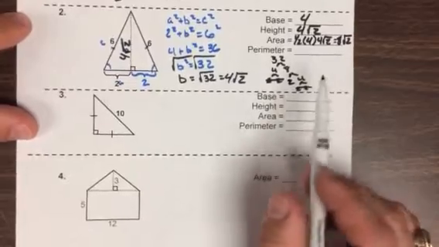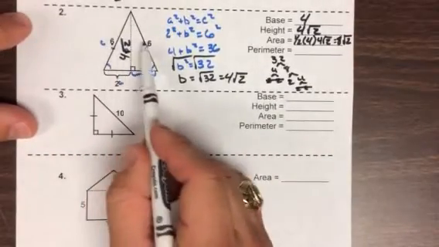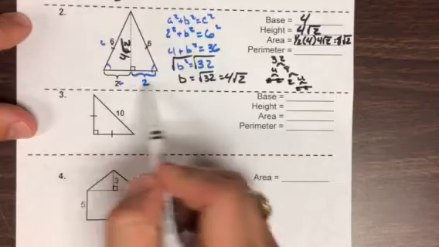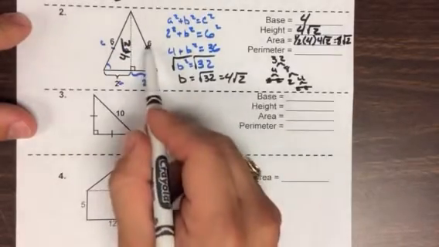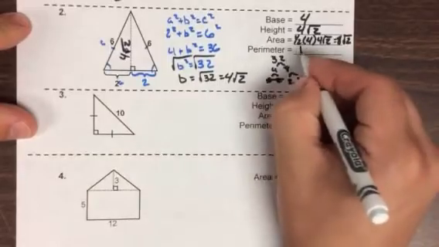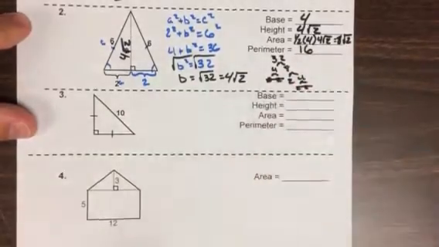Looking at the perimeter of my outside, so 6 plus 6 plus 4. So 6 plus 6 is 12. 12 plus 4 is 16.